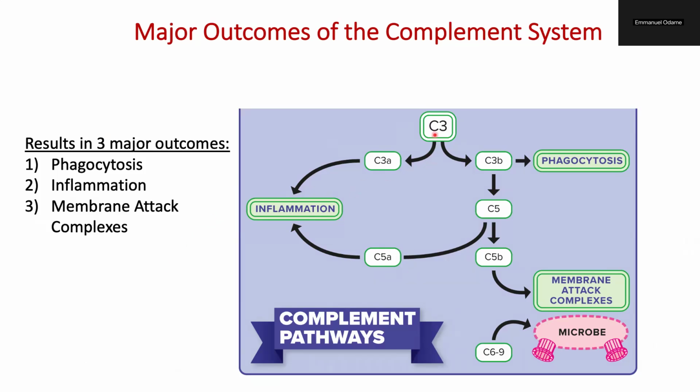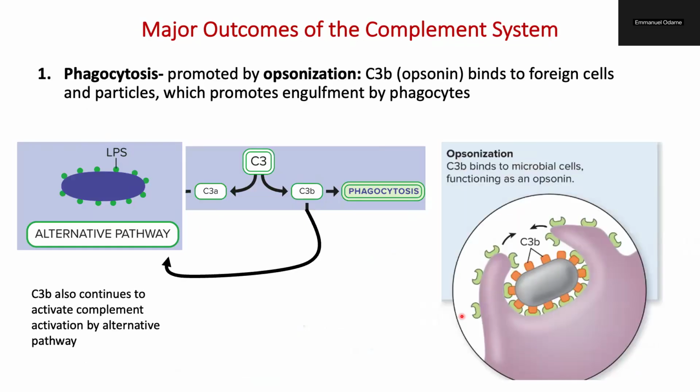So as I explained earlier, C3 is split into two. We have C3a and C3b. This one leads to phagocytosis, this one leads to inflammation, and the list goes on and on. You only need to know C3 and C5. That's all you need to know. So now let's dig into the major outcomes of the complement system as I've been highlighting.